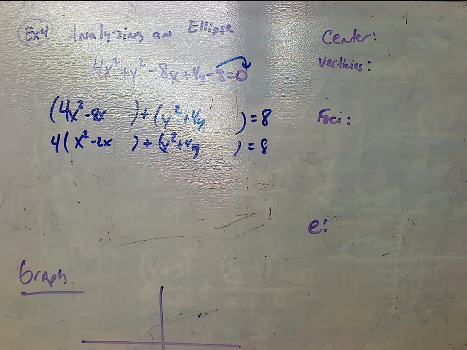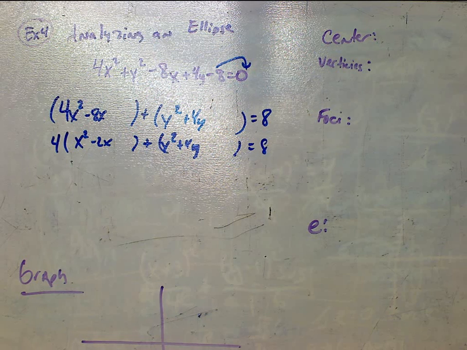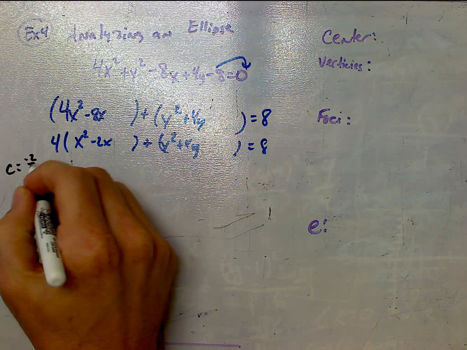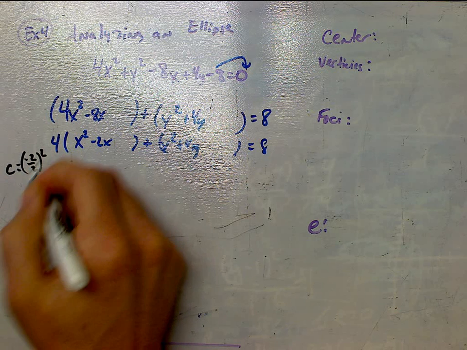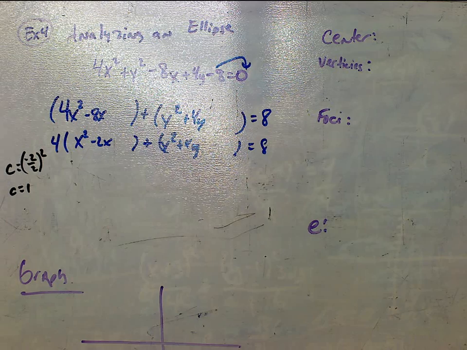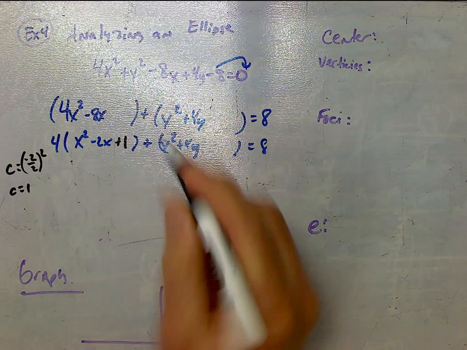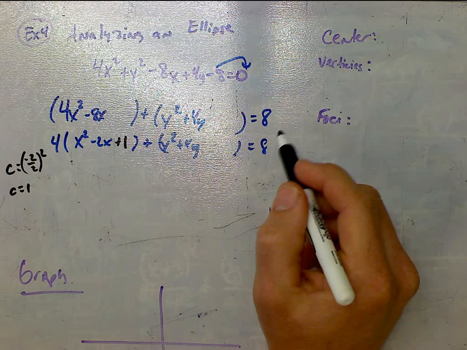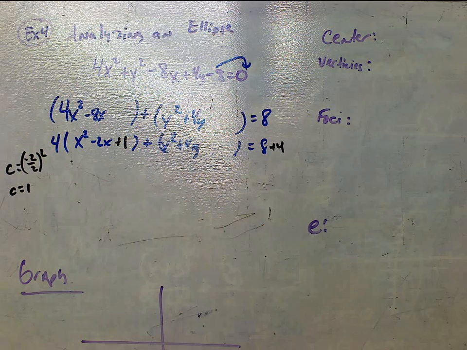And now I have to complete the square. In order to complete the square, I have to find some number c. For this one, c equals negative 2 divided by 2, squared, so c is going to be 1. So I'm adding 1. 4 times 1 is 4, so if I add 4 to the left, I have to add 4 to the right to keep it balanced.